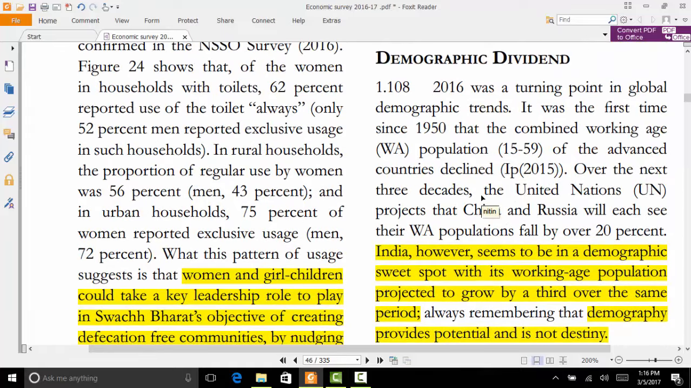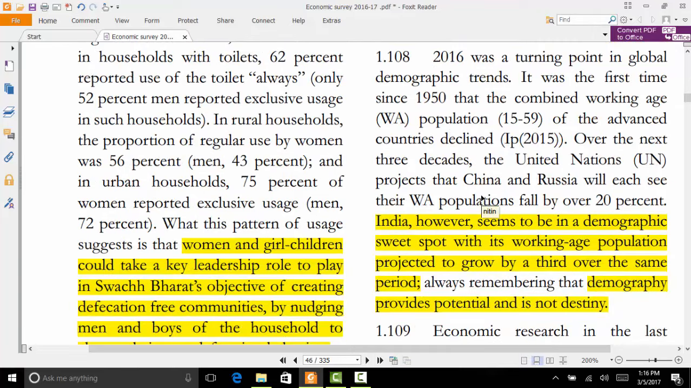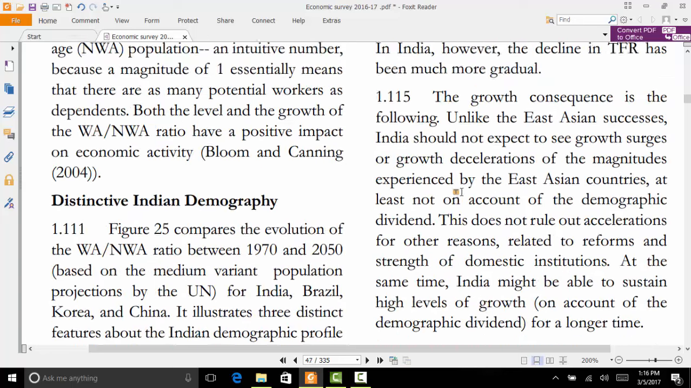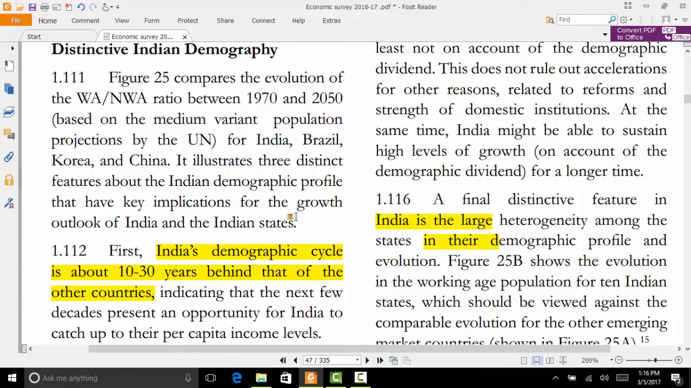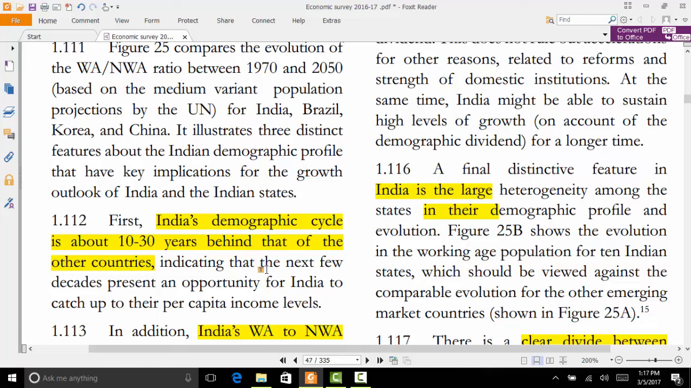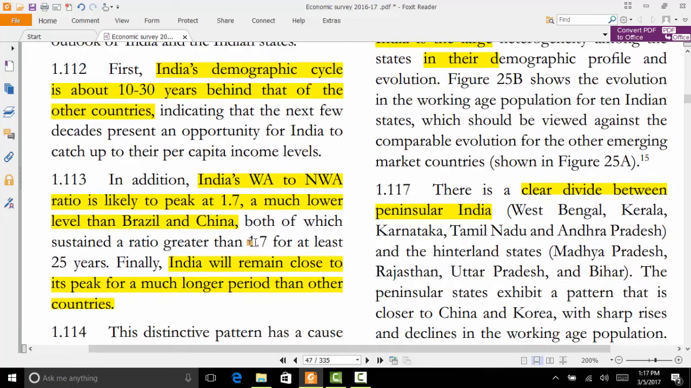Now this discusses the demographic dividend, as you discussed earlier, that our demographic window peak will be at a lower level than other countries, but it will last longer. We discussed this in the initial part. Come to this page 31. How is this a distinctive Indian demography? It says India's demographic cycle is about 10 to 30 years behind that of other countries. India's working age to non-working age population ratio is likely to peak at 1.7, a much lower level than Brazil and China. But India will remain close to its peak for a much longer period than other countries. We have discussed this point earlier as well, so I believe you are comfortable with this.